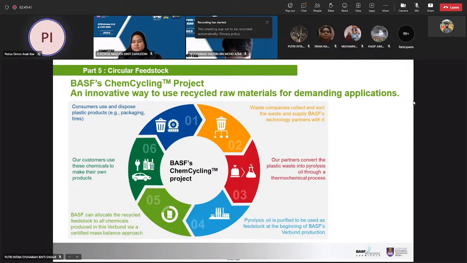BSF can then allocate the recycled feedstock to all the chemicals produced in this Verbund via a certified mass balance approach. And then our customers use these chemicals to make their own products. So the intermediate products from BSF can be used as intermediates by our customers to make their own products, and then this cycle keeps going and going. The intention is to retain the material as long as possible in the cycle. Okay, next.